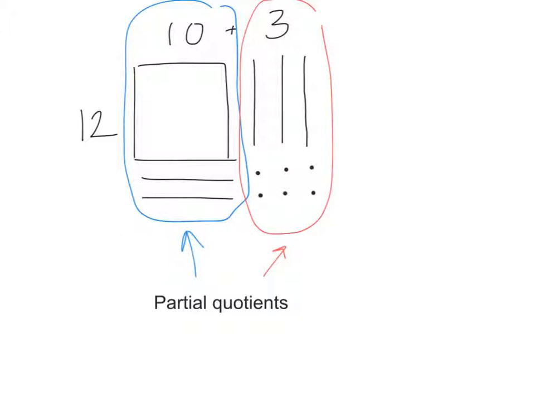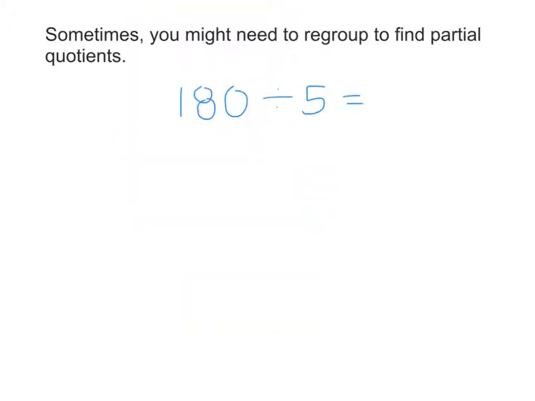So I want to make sure you have this picture in your notebook where part of the quotient, the 10 rows of 12, is circled, and the 3 rows of 12. The 2 parts of the quotient are divided into partial quotients. So sometimes you might need to regroup the base 10 blocks in order to find the partial quotients.